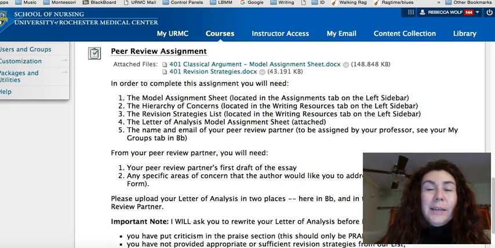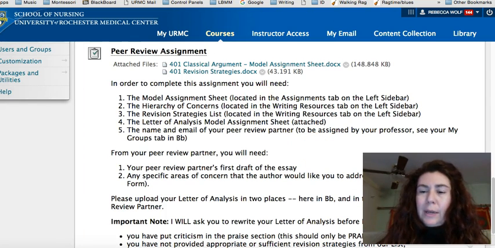Hello students, we're going to talk about the peer review assignment. So the first thing that we need to understand is the model assignment sheet. Once you read over that and make sure that you understand what the parameters of the assignment are, that will help you a lot. I'm sure that you've already done that though.